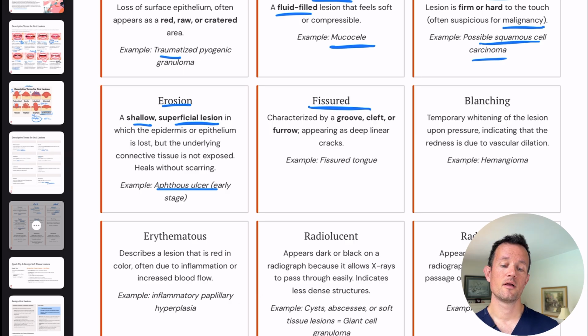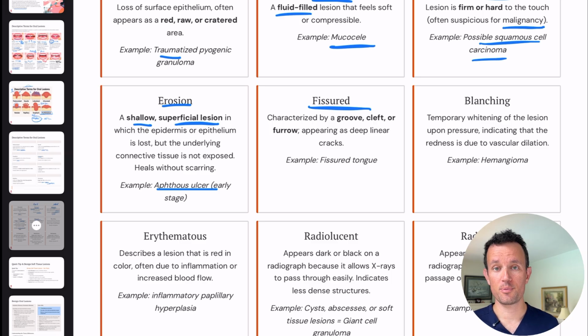Fissured. This has to do with a folding or a crack. So usually in response to trauma, the tissue starts making more of itself to protect you, like extra padding in the bottom of your feet or in your gums or on your cheek when it's being irritated. Then it starts to grow extra and it folds in on itself. You can see it's fissured. You can also have a fissured tongue, like a crack right down the center of your tongue.